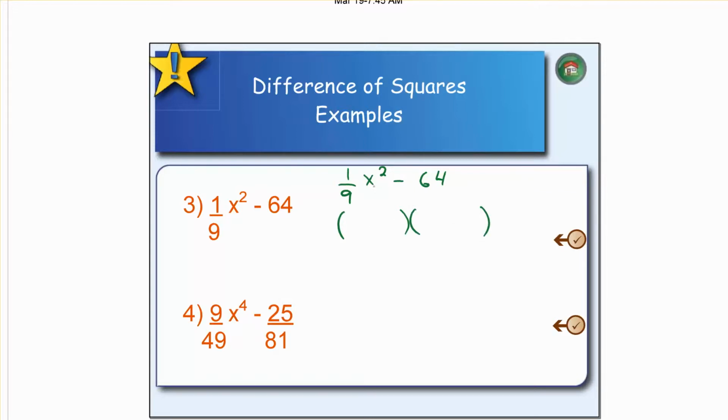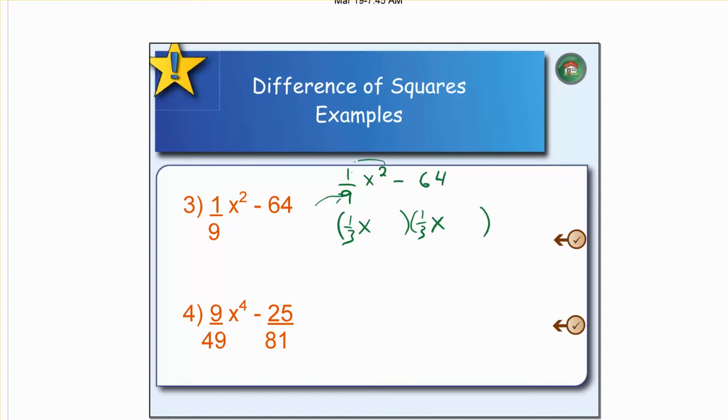Still, since this is x squared, I'm going to have an x here. And on this side, I'm going to put something in front of it, and it has to be something times something that multiplies to 1 over 9. Well, I know what that is. That's going to be 1 over 3, 1 over 3. So it's always just the square root of what the bottom one is too. So just 1 over 3x, 1 over 3x.